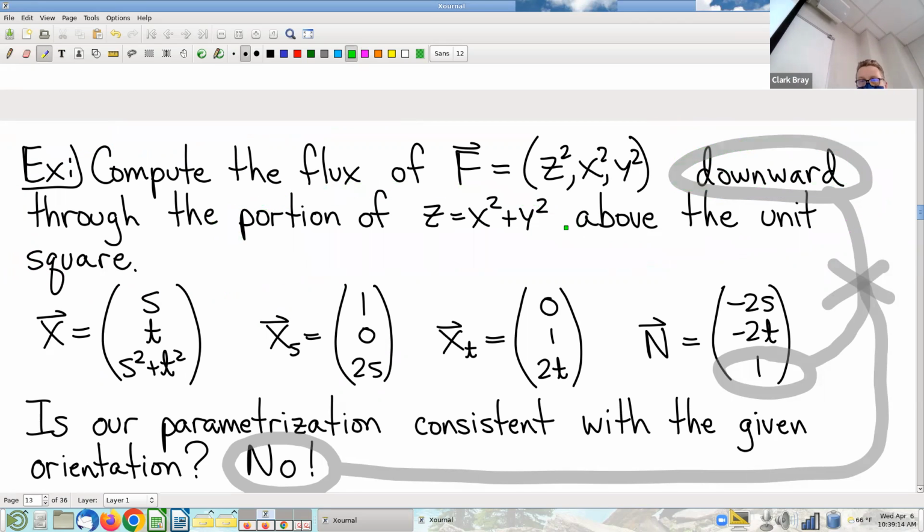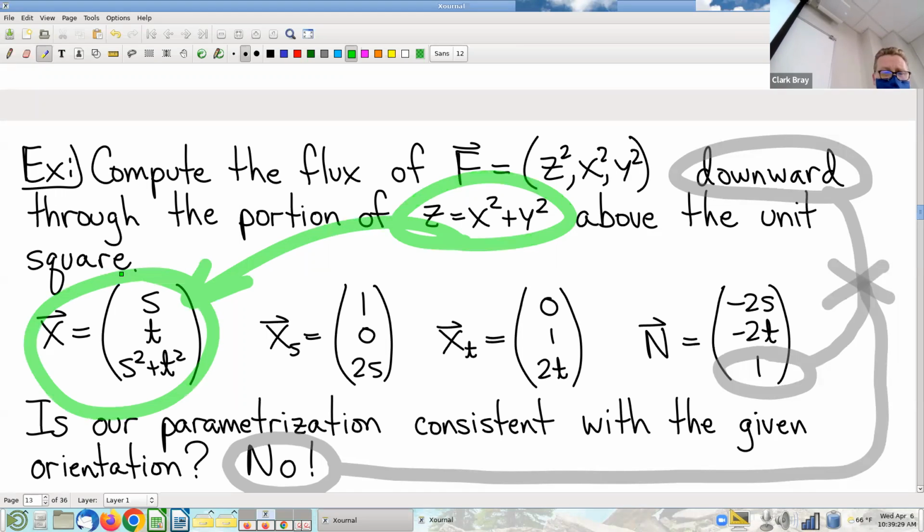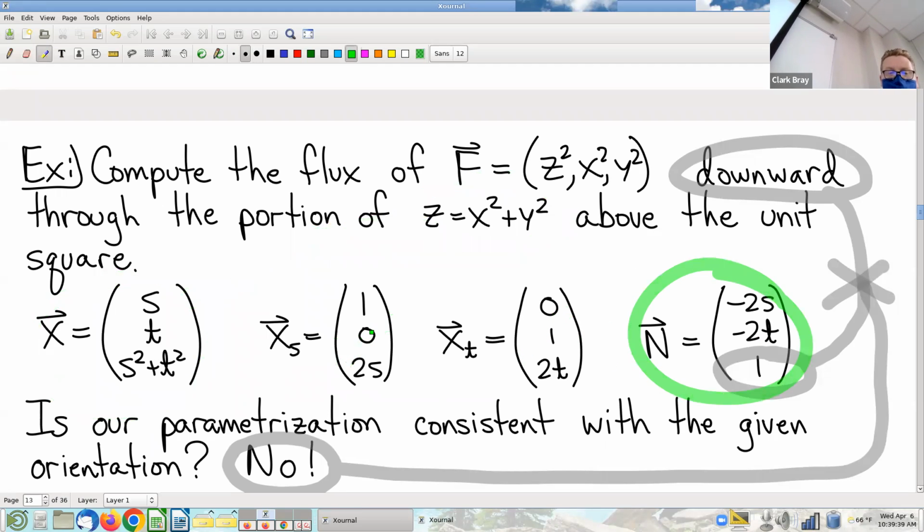So what do I do? Do I consciously try to parameterize downward? Oh my gosh, no, I don't even know how to do that. What you do is you try to parameterize any which way you can. I look at this as a graph and I think, okay, graph parameterization. Let's use our favorite parameterization. And we take the partials and we take the cross product. And here's where you pause. Here's where you stop and take stock.